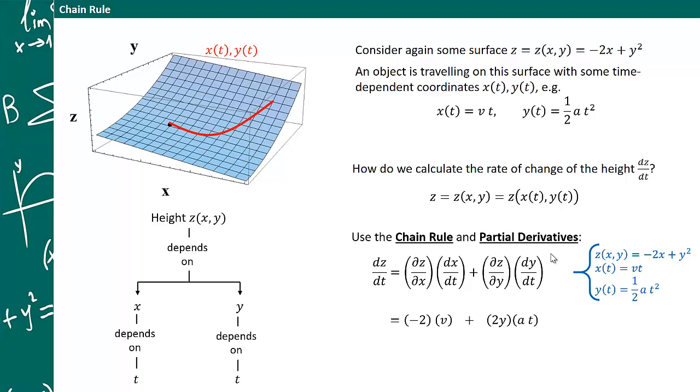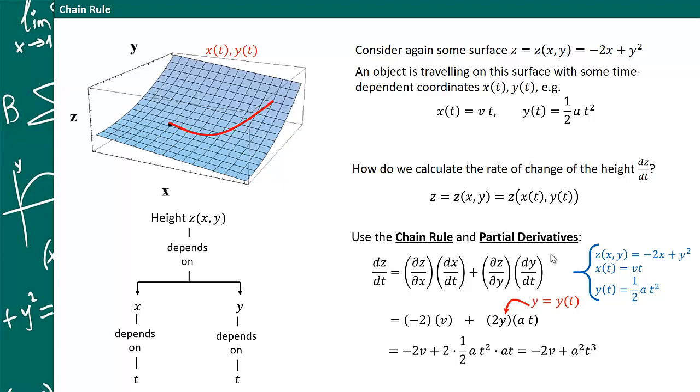I could try and stop there, but again, secretly, y is a function of t here. And so if I want to know dz dt as a function of, say, time, then I should plug in what y is as a function of time. And when I do that, I should end up with a result of minus 2v plus a squared t cubed.